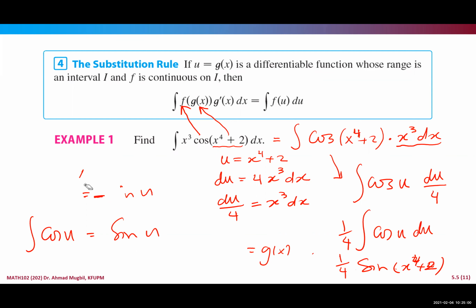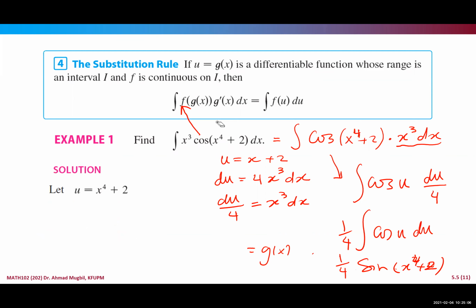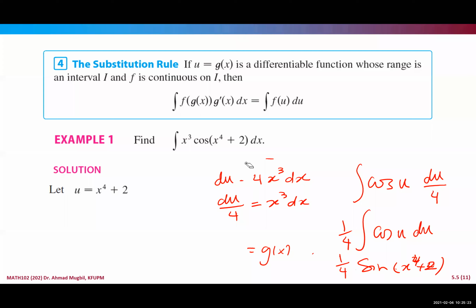Let me repeat this example because it is important for you to get the idea with an easy example. Here we will put this equals to u, because I said we need to have a function of another function multiplied by the derivative of the inner function. If we have something like this, we will use the substitution rule. If we don't have the derivative, we cannot apply it.